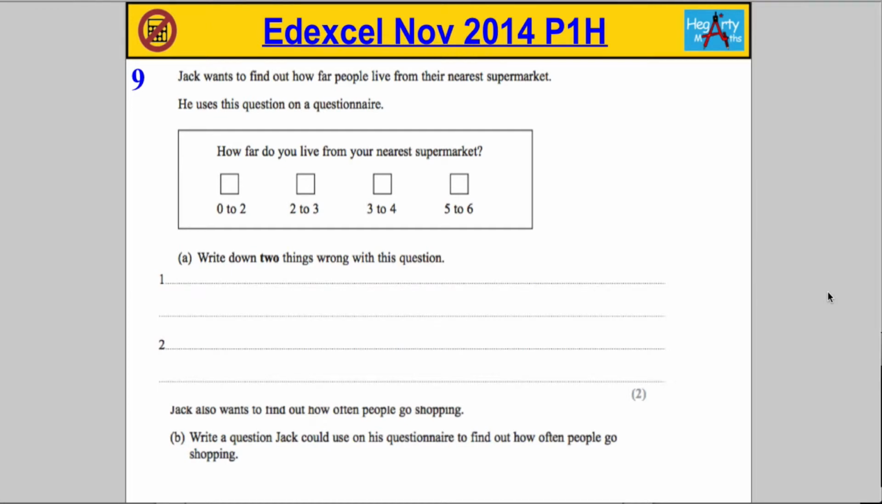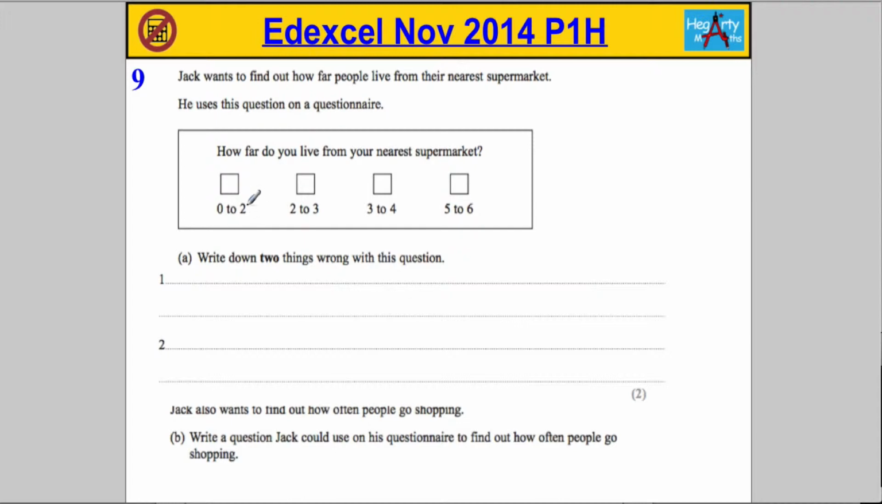Okay, so question 9. Jack wants to find out how far people live from their nearest supermarket, and he uses this question on a questionnaire. How far do you live from your nearest supermarket? 0 to 2, 2 to 3, 3 to 4, 5 to 6. Write down 2 things wrong with this question. Now there's more than 2 things here.